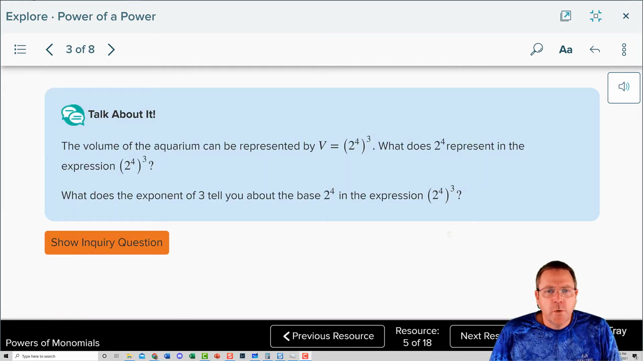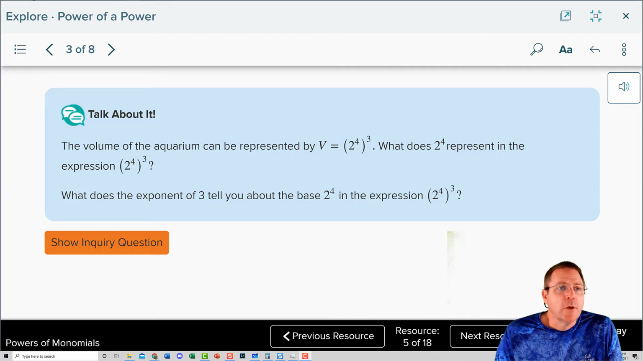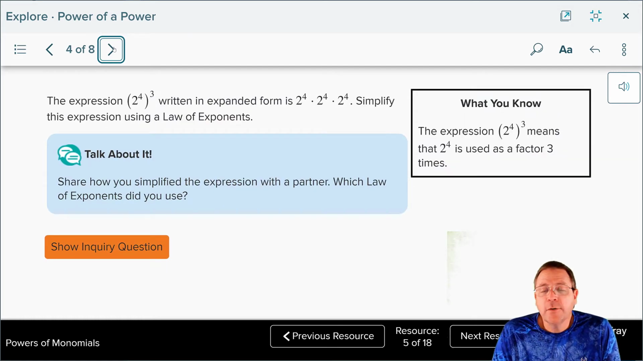The volume of the aquarium can be represented by V equals 2 to the 4th cubed, just like the video showed. What does 2 to the 4th represent? Well, that represents the length of one side of the aquarium. And the exponent 3 tells you that you have to take that base, 2 to the 4th, and use it 3 times. So how are we going to work through this problem? And I think you're going to find this is really darn simple.